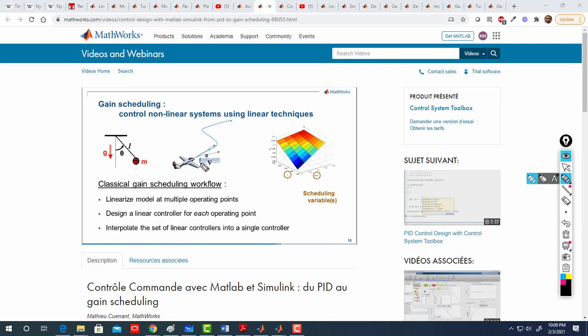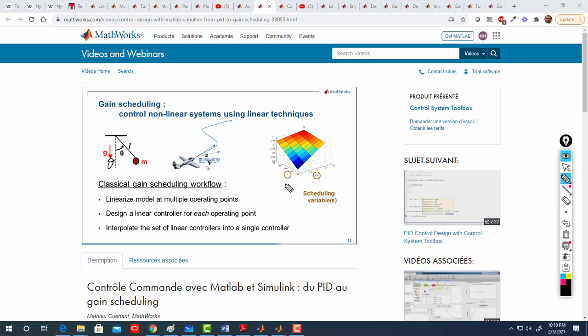The relative speed of the airplane with respect to air, if it changes, the dynamics of the system will change. The incidence angle alpha, if it changes, the dynamics of the system will also change. Now here I have only one variable which, if it changes, the dynamics of the system will change. Here I have two variables, alpha and v.